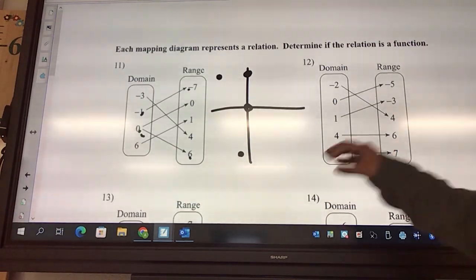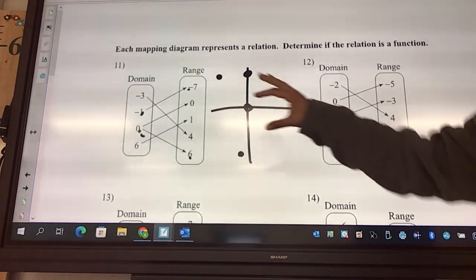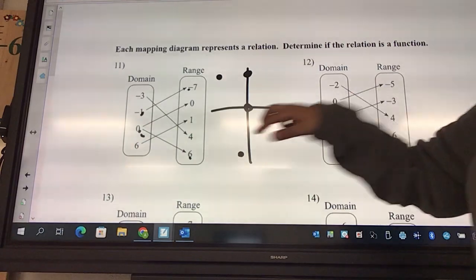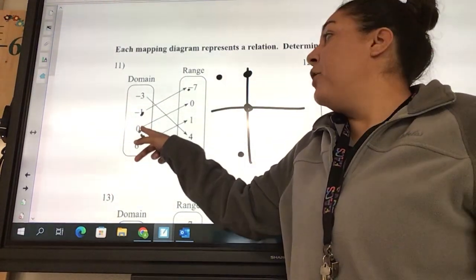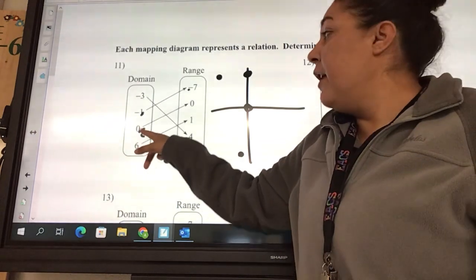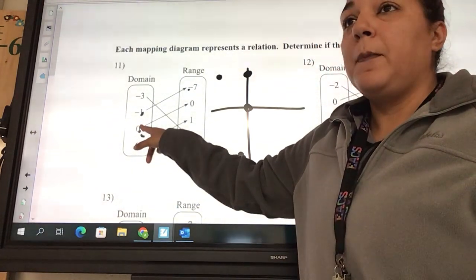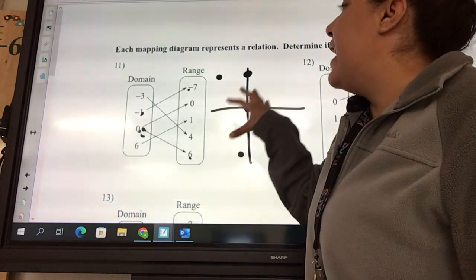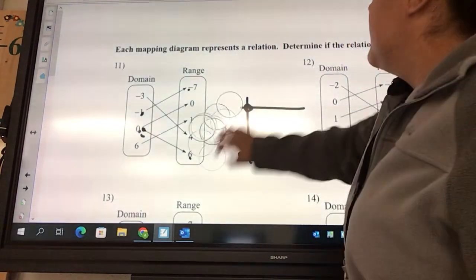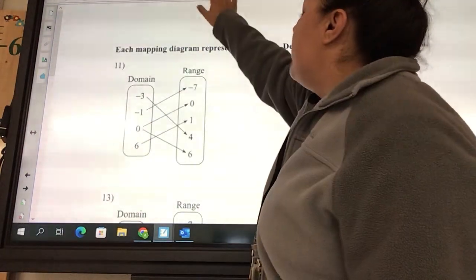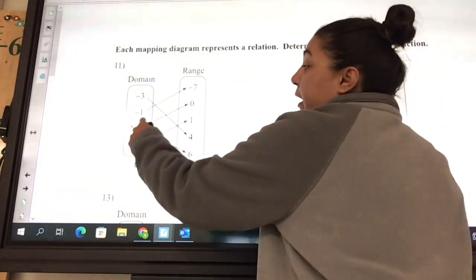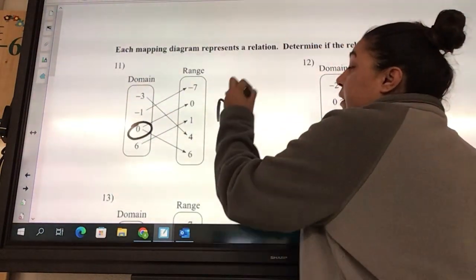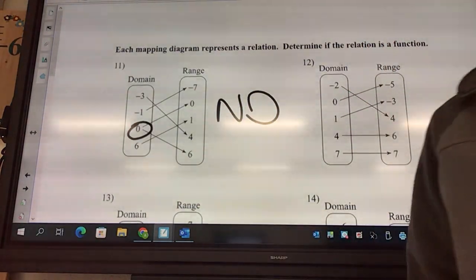No. So the rule with mapping is, and that's what these are called maps, you cannot have more than 1 arrow from the domain going to the range. So see how the 0 has 2 arrows? That's not allowed. So that makes it not a function. Okay? But you can have more than 1 going to the range. So this one, it has more than 1, so this is going to be a no. It's not a function.